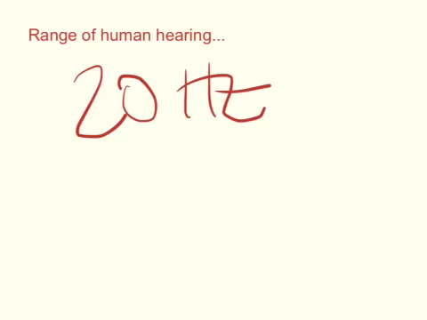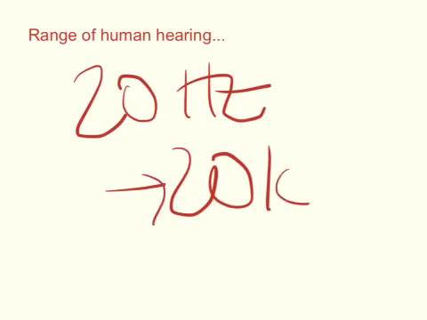You also need to remember from P1 that the range of human hearing is 20 Hz up to 20 kilohertz or 20,000 Hz. Any sound with frequencies above this is called ultrasound. So ultrasound is just sound that's too high a frequency for us to hear.